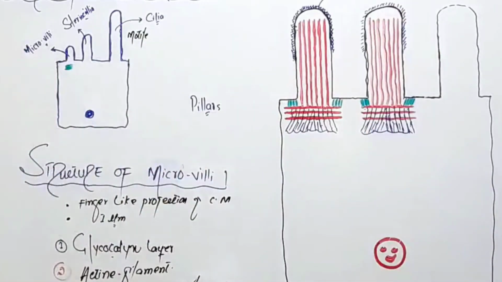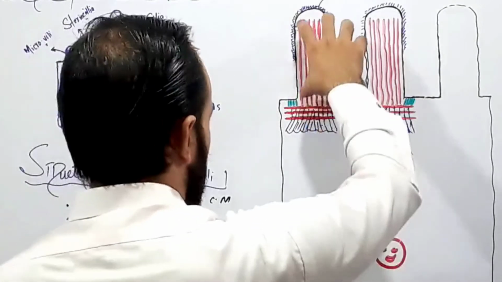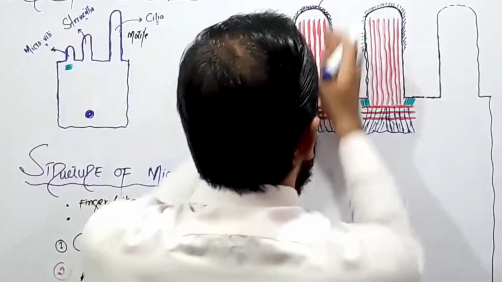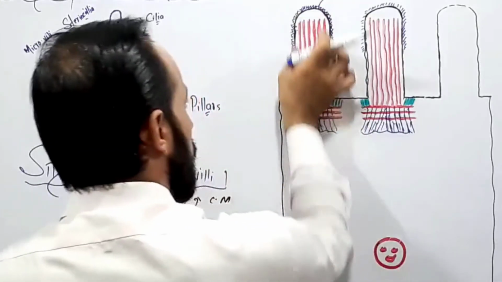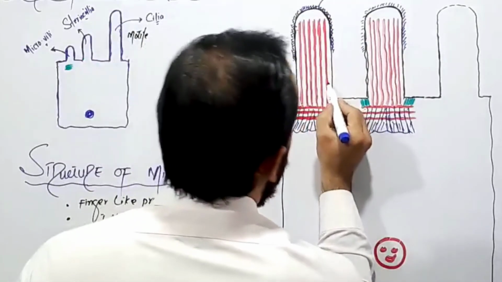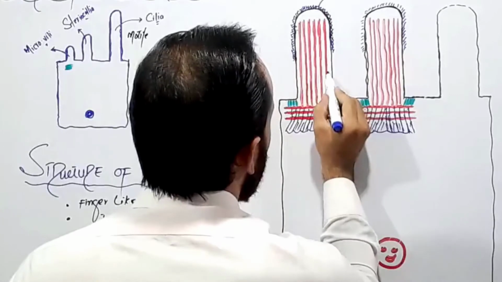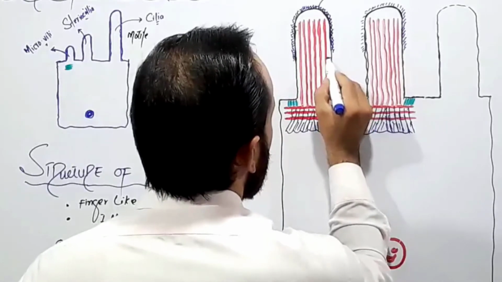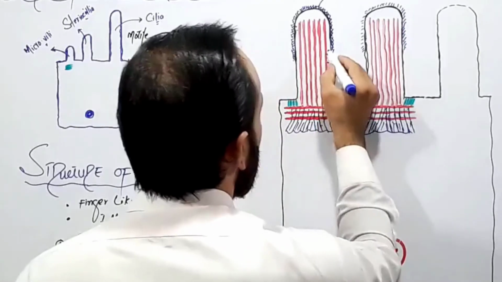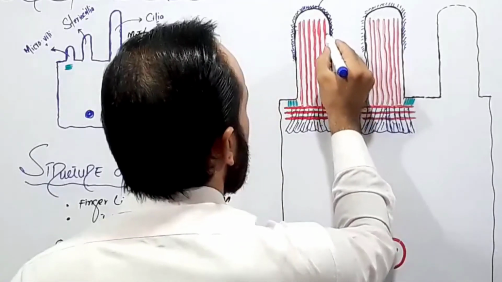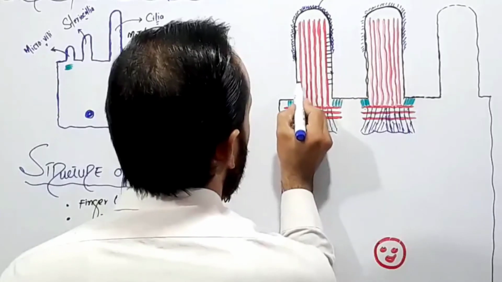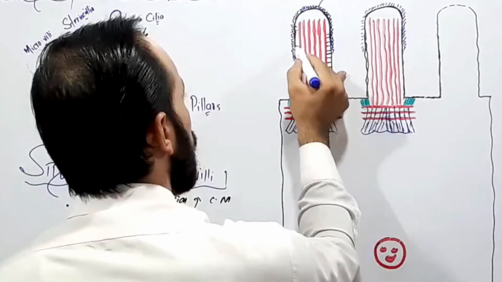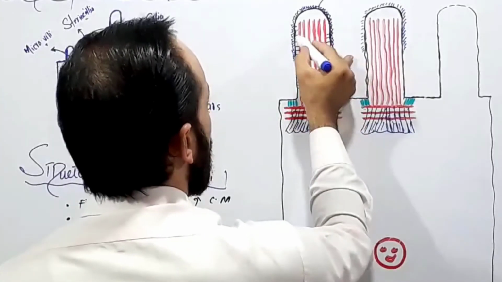Like this, right? Then what are these? These are the actin filaments. Then what happens? These pillars, these filaments are connected to the cell membrane horizontally also, right? These are connected to the cell membrane horizontally like this. Please remember all these important points. You will never forget the structure of microvilli.